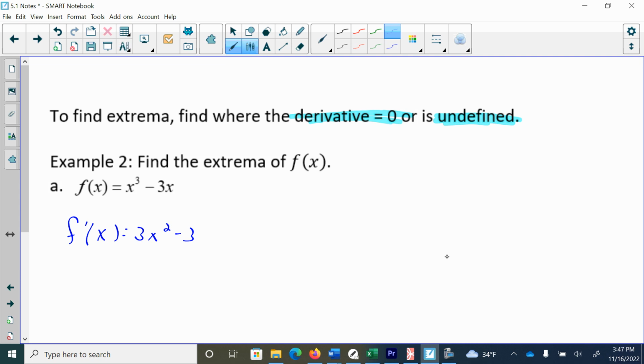Well, this is 3x squared minus 3. It's never going to be undefined. There's not going to be a place where this graph is undefined. It's not going to happen. So now I'm going to find where it's equal to 0. I'm going to set this derivative equal to 0. So that's step 1, setting this derivative equal to 0. So I'm going to take 3x squared minus 3 and set that equal to 0.